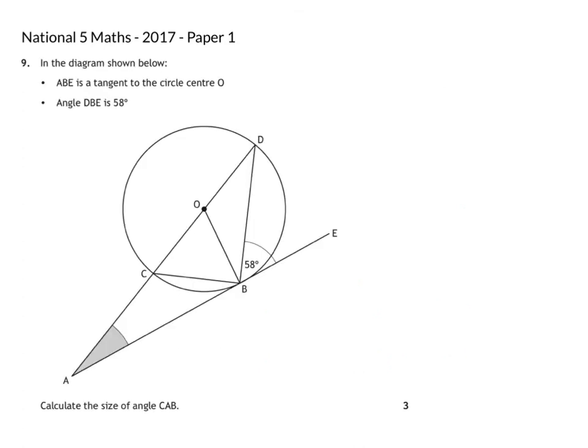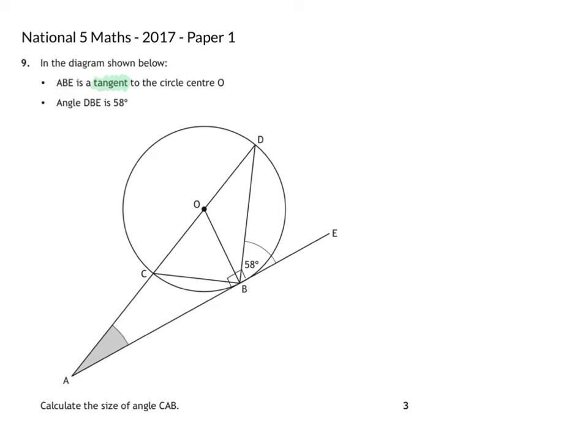Right, so with question 9, in the diagram shown below, we have been told that ABE is a tangent to the circle at centre O, and we know that angle DBE is 58, which is on our diagram. And we need to find the size of angle CAB, which they've shaded in here as well. So, important pieces of information we've been given: tangent to the circle. Tangent to the circle means that things are at 90 degrees. So that's telling us we have a 90 degree in there, and we've got a 90 degree in there.